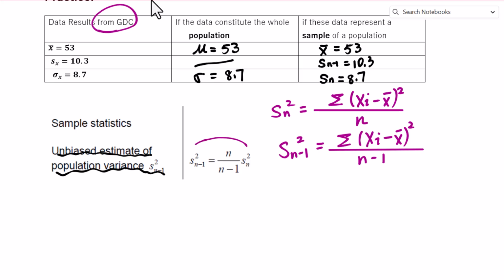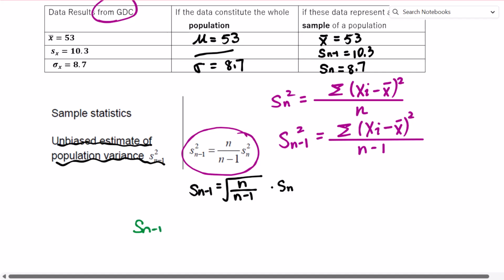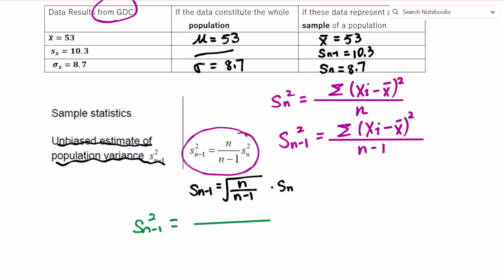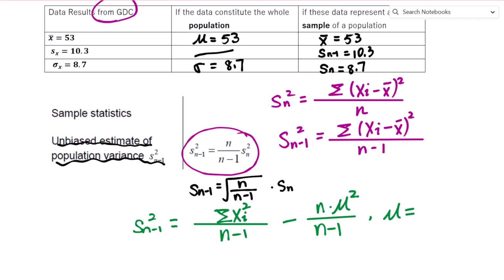Therefore, we got this relationship between s sub n squared and s sub n minus 1 squared. We take the square root of both sides. We got this s sub n minus 1 equals square root of n over n minus 1 times s sub n. Also, you need to remember another formula. S sub n minus 1 squared equals, denominator n minus 1, numerator first sigma of xi squared, then minus n times mu squared. This mu equals sigma of xi over n.